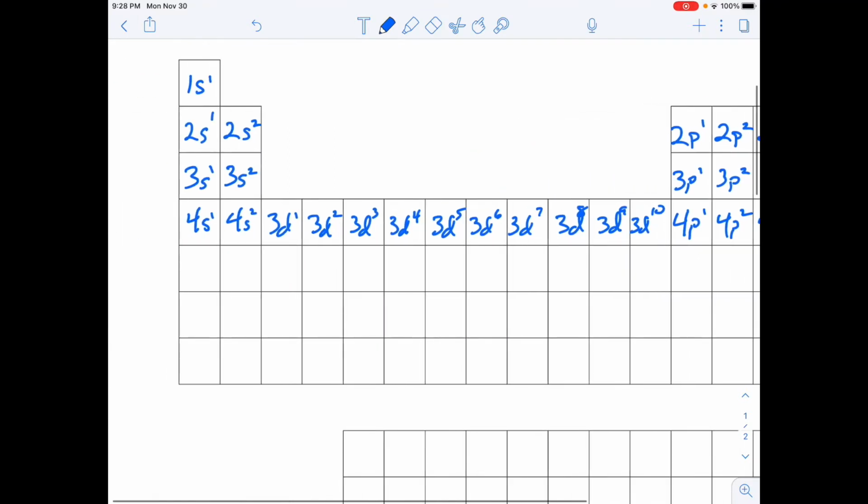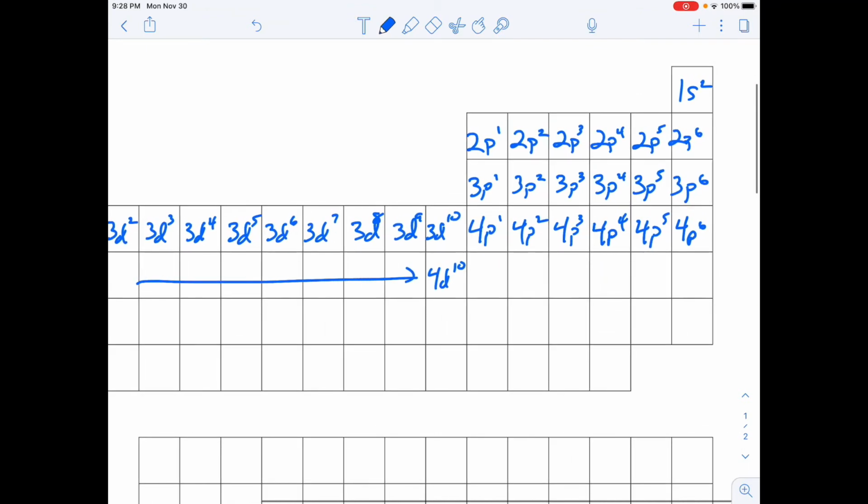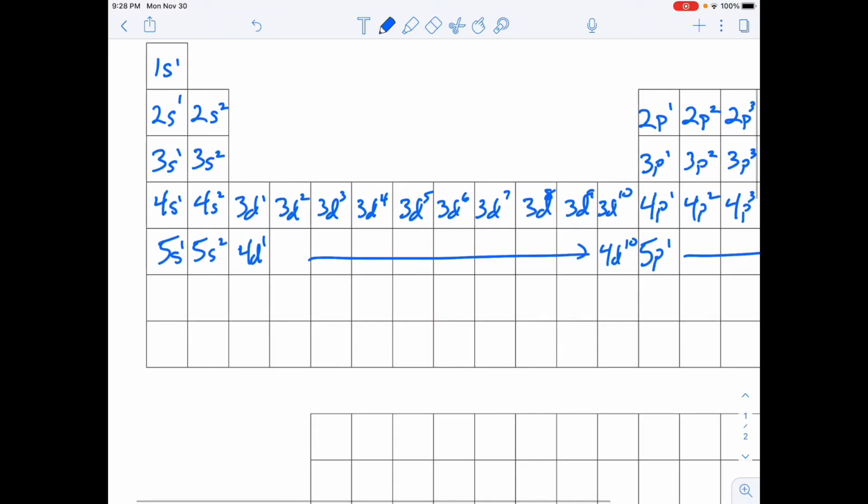And then when the 4p's end, of course, the 5s's start. And then you've got the 4d's, 4d1 all the way to 4d10. And when the 4d's end, the 5p's start, 5p1 to 5p6. I'm not going to write them all in. And then the 6s's start.